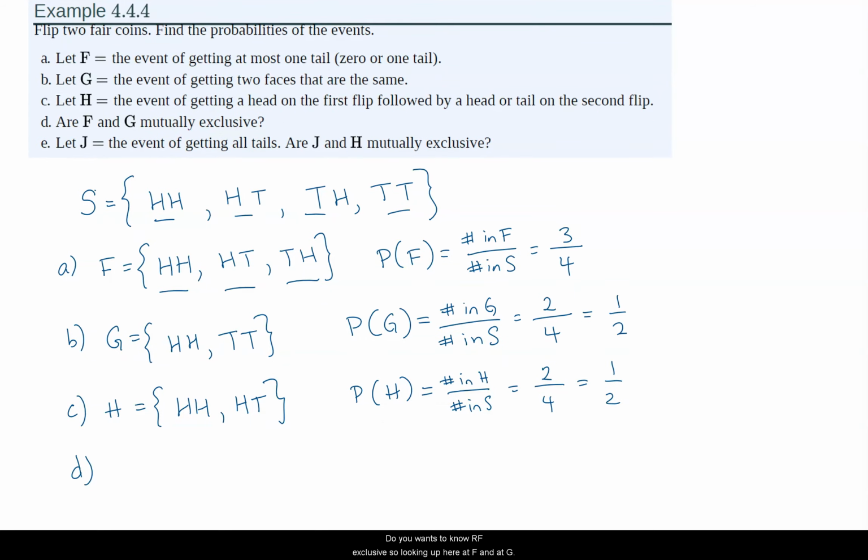Part D wants to know, are F and G mutually exclusive? So looking up here at F and at G, do they have anything in common? Do they have anything that's the same? They do. So the 2 events cannot be mutually exclusive. Mutually exclusive means they have nothing in common. But F and G both have 2 heads in common. So they cannot be mutually exclusive.